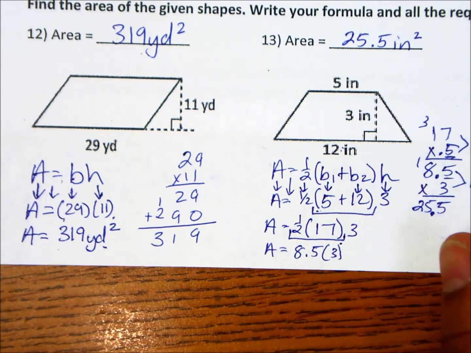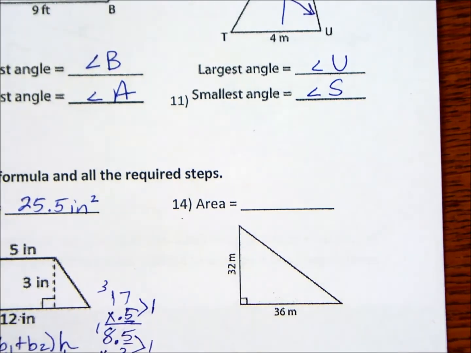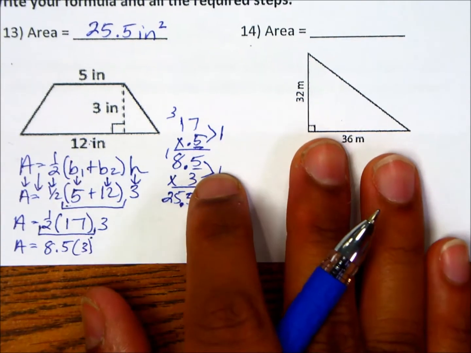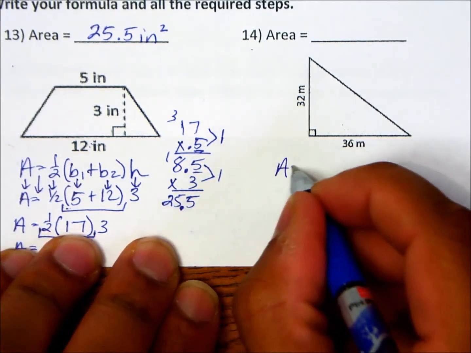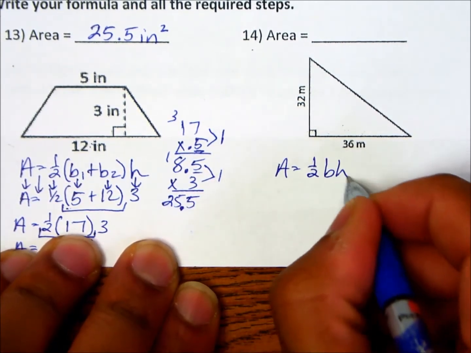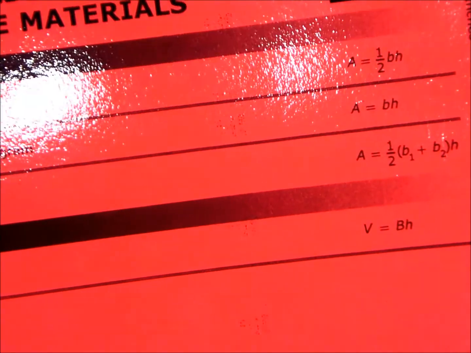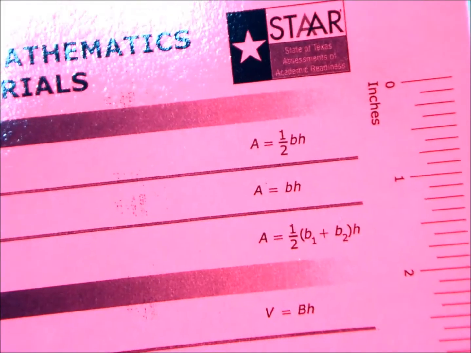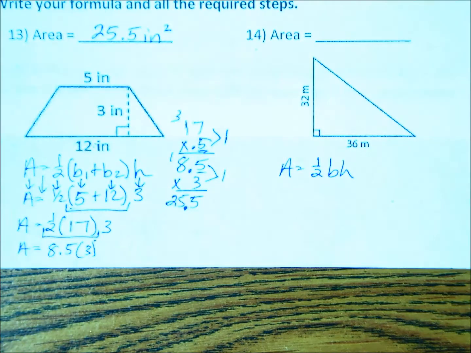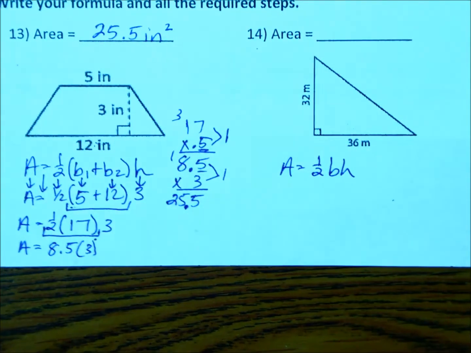All right, next one. All right, area of a triangle. Okay, so we know the formula is area is equal to 1/2 base times height. All I'm doing is looking at my formula chart. Okay, when you look at your formula chart, it tells you exactly what goes for where. Okay, the area of a rectangle, it tells you, or a parallelogram, base times height. Triangle, it tells you 1/2 base times height. On your star test, you get the exact same one on your test.